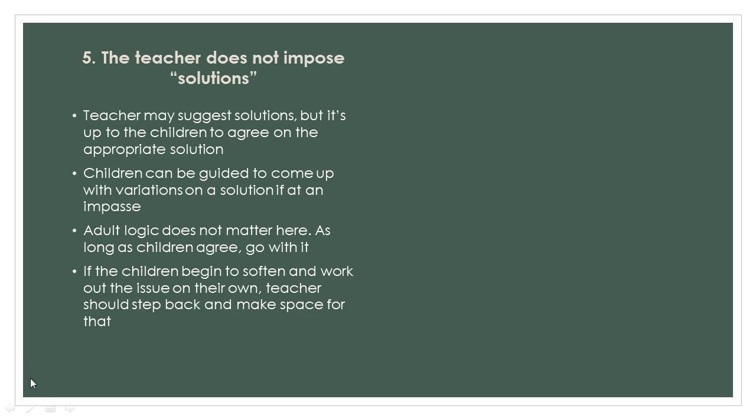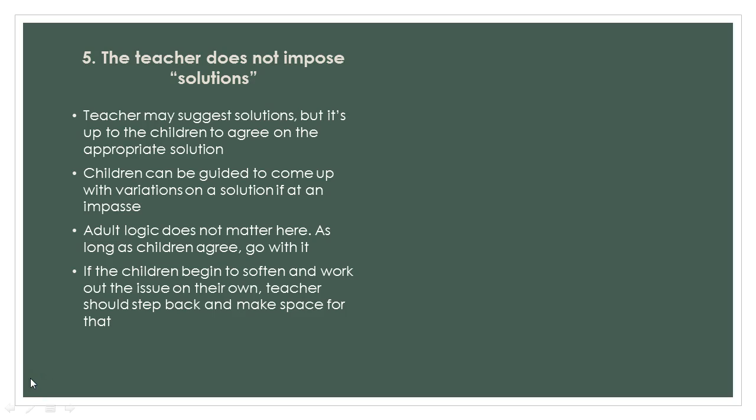Number 5 is that the teacher is not there to impose the solutions. The teacher may suggest, depending on the ability of the children, you might want to suggest solutions because they may not be familiar with them themselves, but it's up to the children to agree on the appropriate solution. Children can be guided to come up with variations on a solution if they're at an impasse.